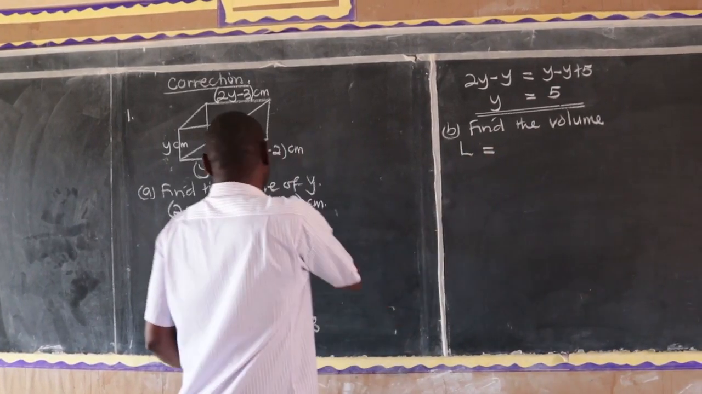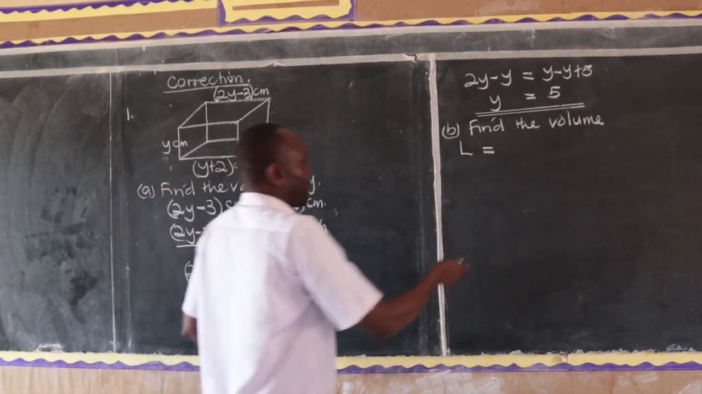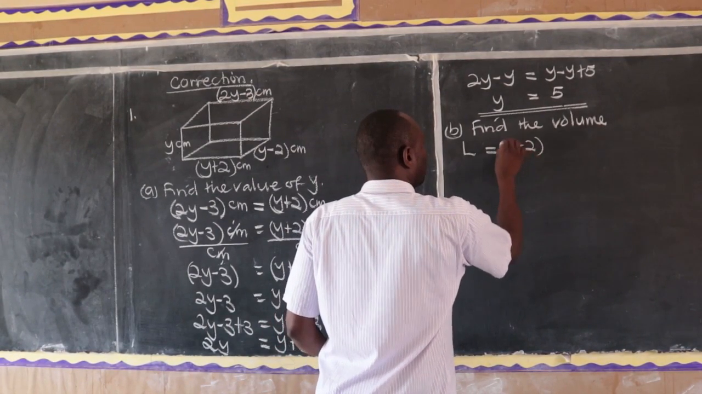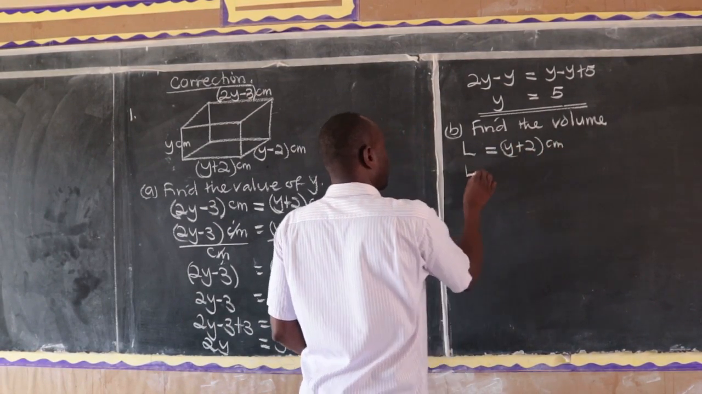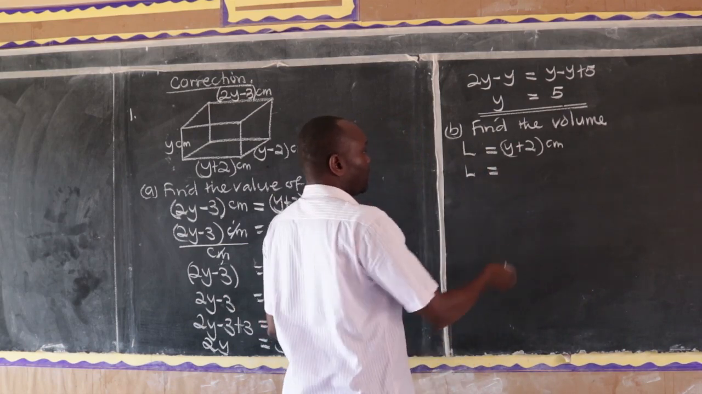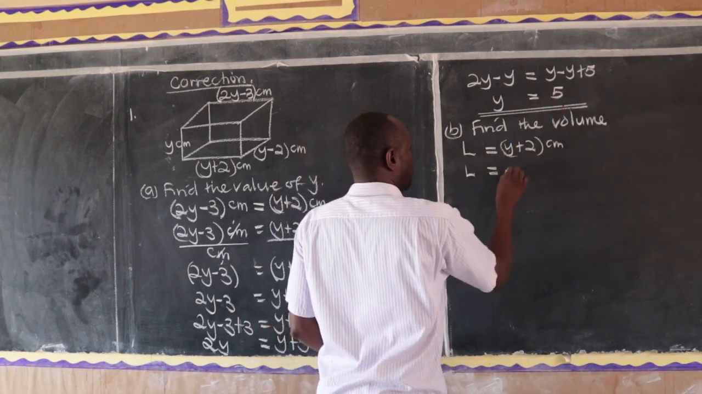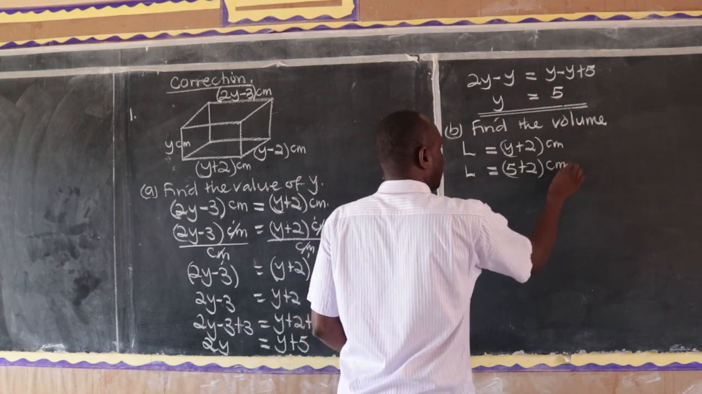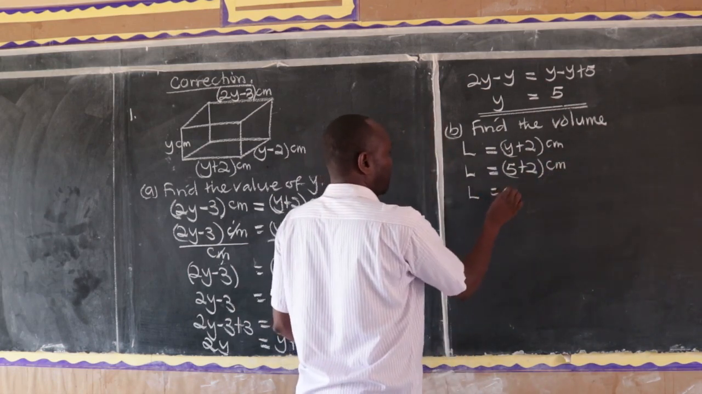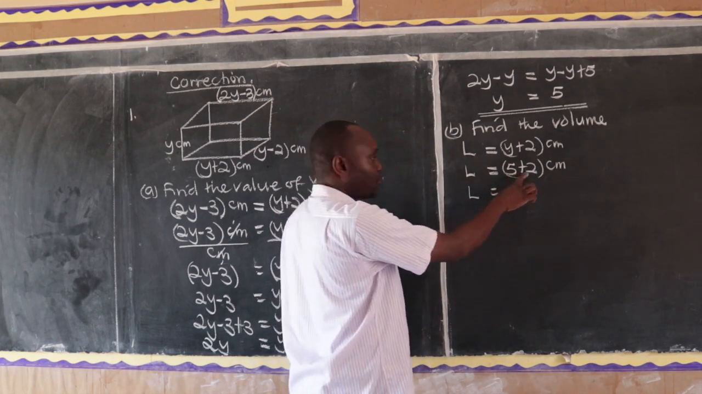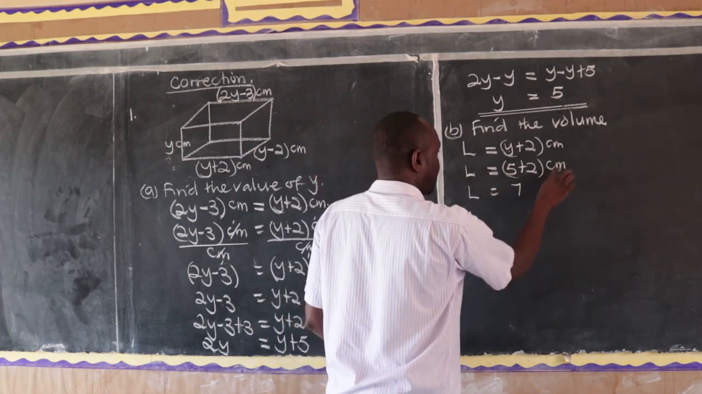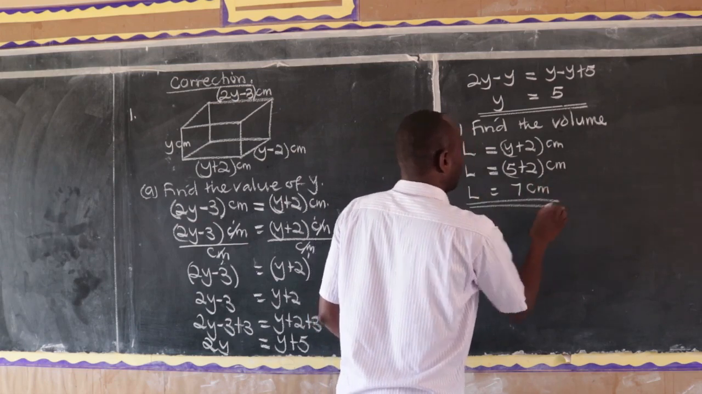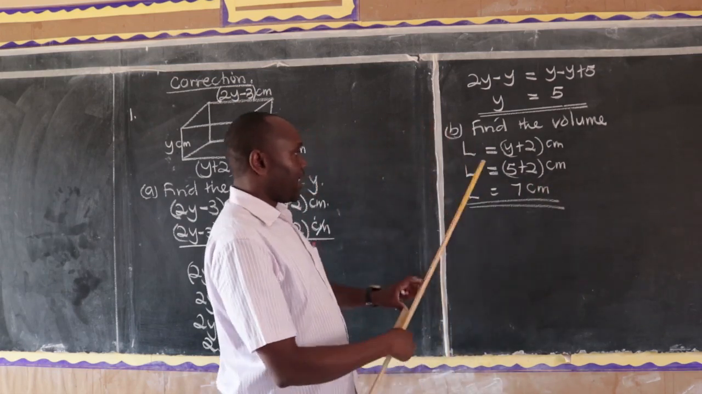The length, pick the one which is simpler for you. And as we say, y plus 2 centimeters. So the length will be, the value of y is 5. That is 5 plus 2, which gives us 7 centimeters. 5 plus 2, you get 7 centimeters. So that is the length.